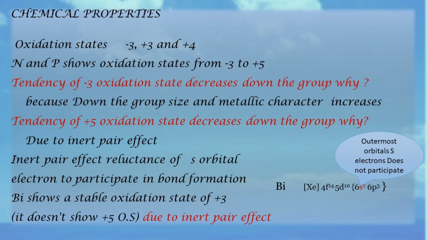Hence, what happens is that when you come down the group, the s orbital electrons do not participate in bond formation. This results in the restriction of the oxidation state to +3. This phenomenon is known as inert pair effect. So inert pair effect can be summarized as reluctance in the participation of the outermost s orbital electrons towards bond formation.